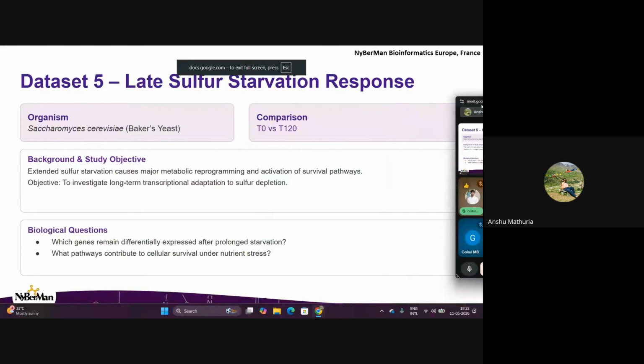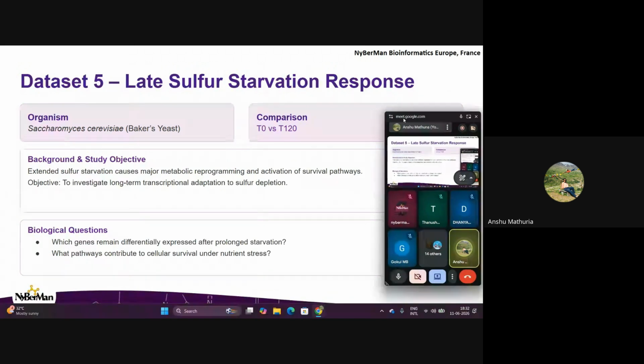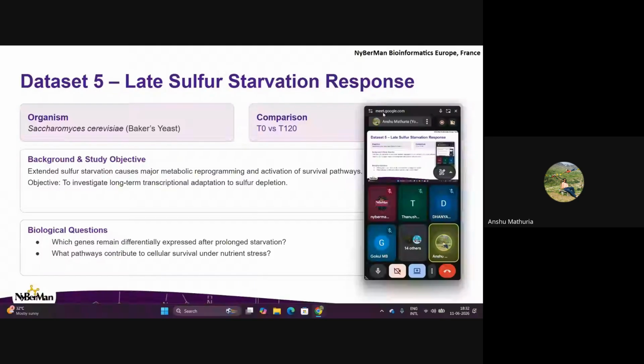Okay. Data set 5 is also similar, the starvation response in yeast, but here you are going to carry out the analysis for T0 and T120. Here the yeast has been starved for 120 minutes. So now you should see a very significant difference when you compare all these 3 reports. For group 5, is it clear that you have to compare T0 and T120? Who are the 2 people in group 5? Are you there? Yes, Wafa and Hepzibah. Okay. Is it clear to both of you?